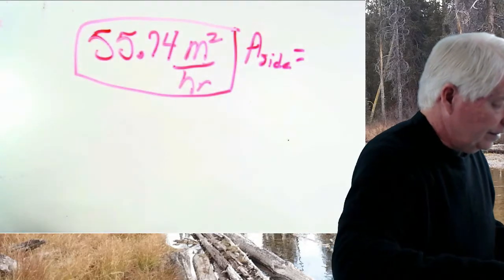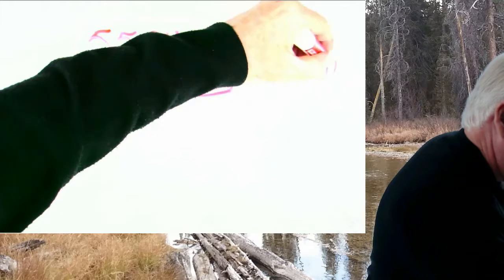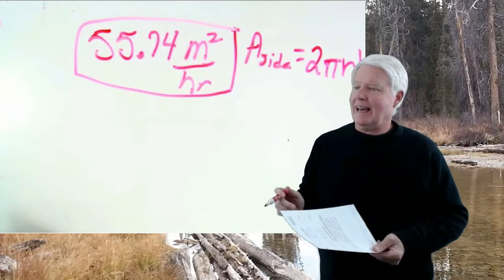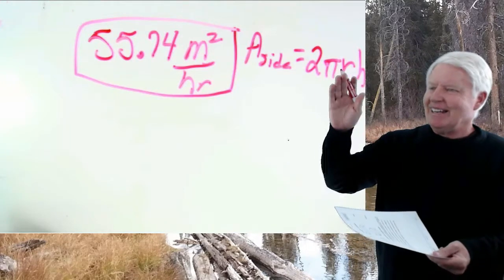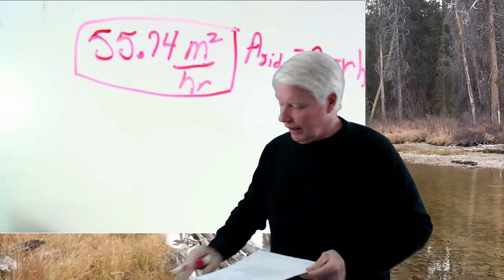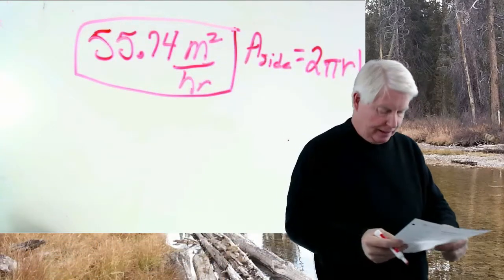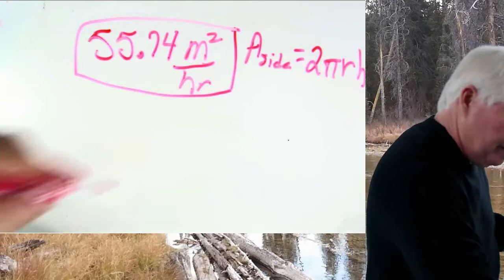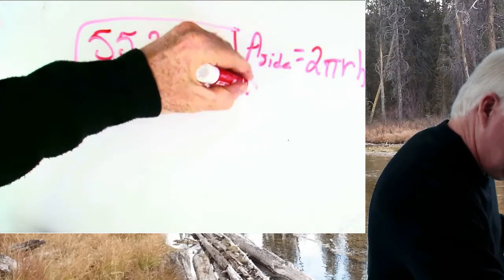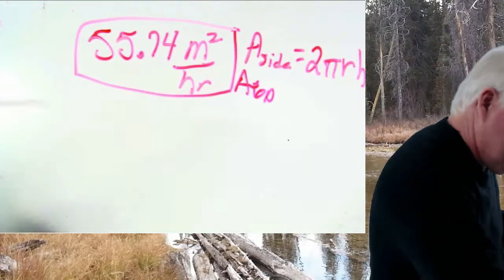Area of the side equals 2 pi radius times height. I just barely had enough room on there for that. So that's of the side. Then I also need one for the top, the area of a circle. The area of the top, I'll just put top there so we'll remember, is going to be pi r squared.